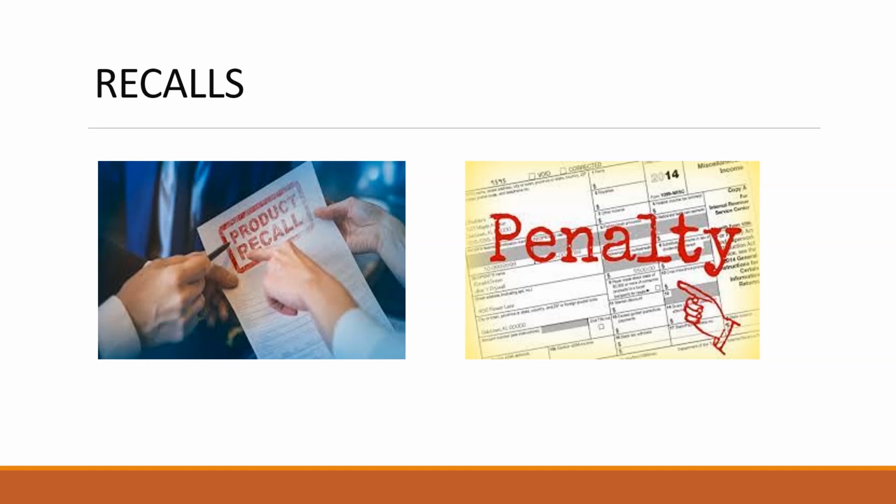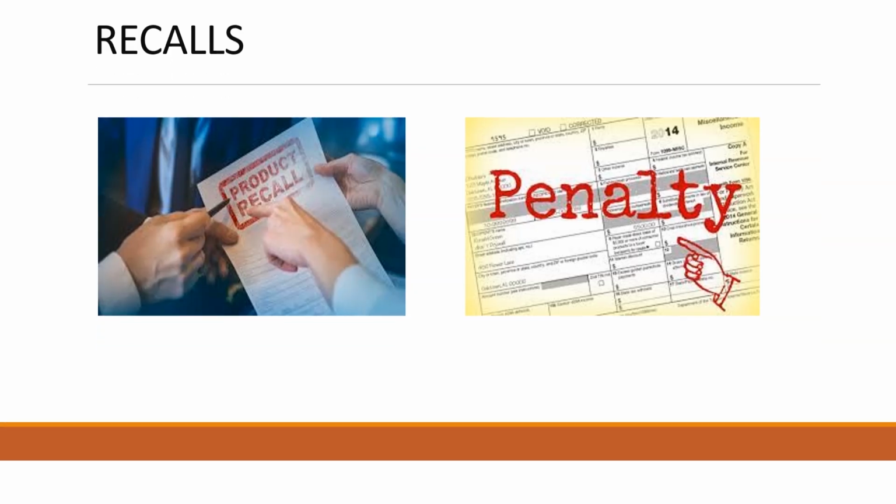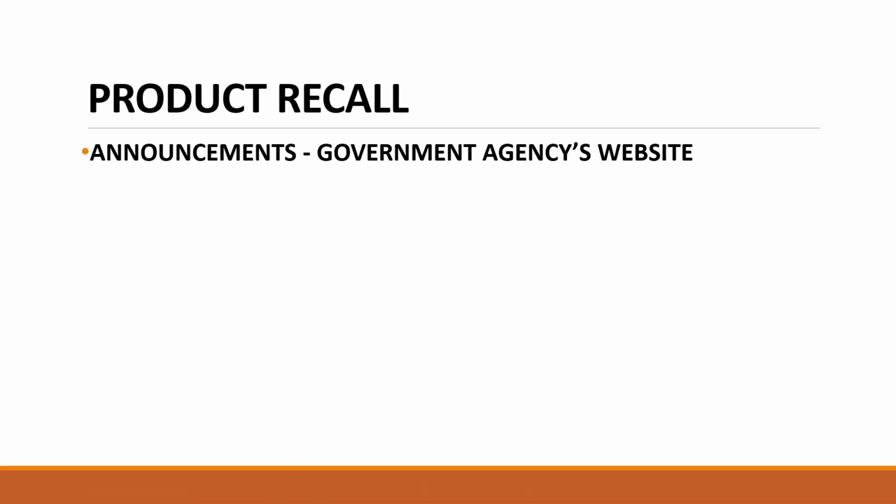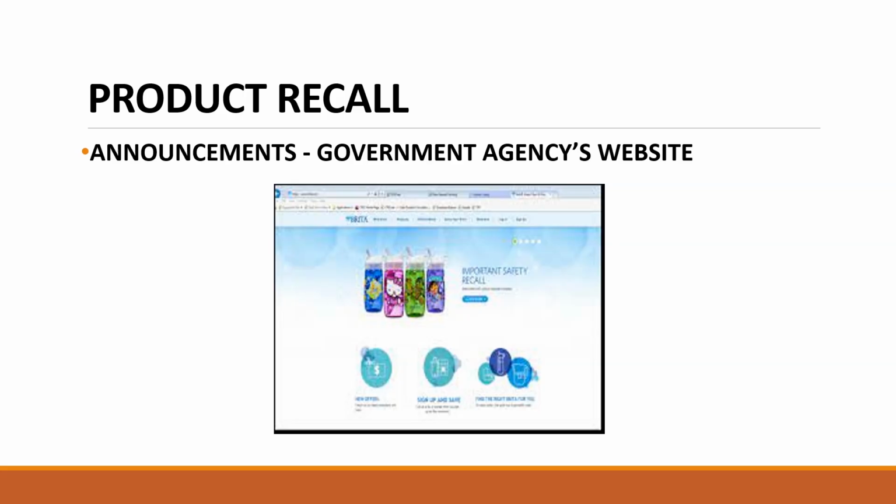So product recalls are also associated with a penalty, that is the reason. Now when a product recall happens, how does it happen? It happens through announcements. Announcement means an announcement through some government agency's website. Those websites will declare that this kind of product has this problem. They give the picture of that product, the brand of that product, everything. So the consumers who have purchased those items will refer to that site, and then they will go back to that particular retail store.